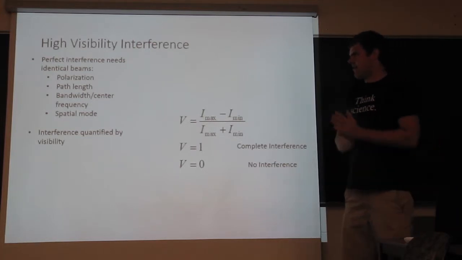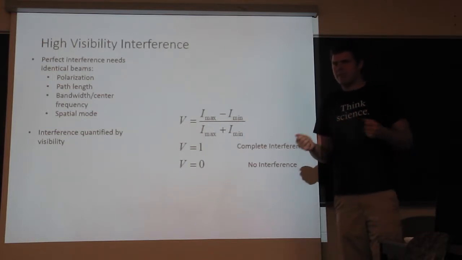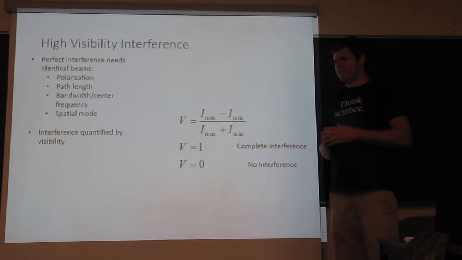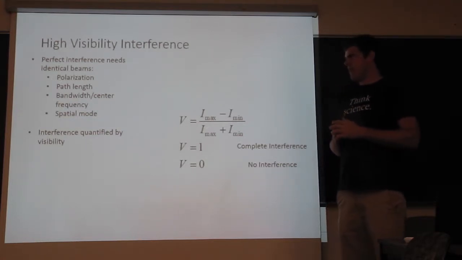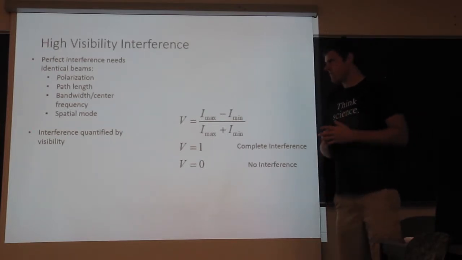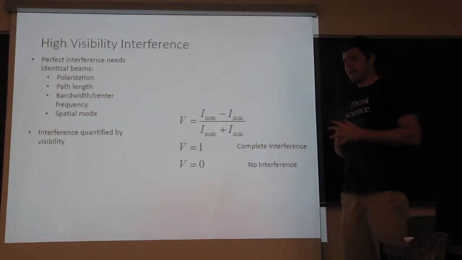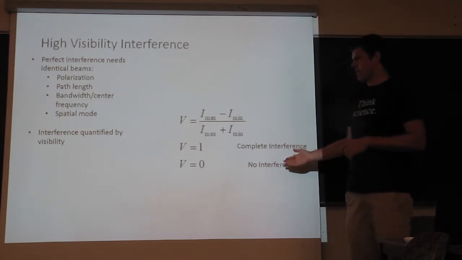So what are some criteria for a good interferometer? To get perfect interference between, say, two laser beams, they need to be completely identical. That means, for instance, their polarization needs to be the same, their bandwidth has to be the same, they need to be in the same spatial mode. And one way to quantify that is the visibility. So the visibility is a quantity that can tell you if you have perfect interference or no interference.